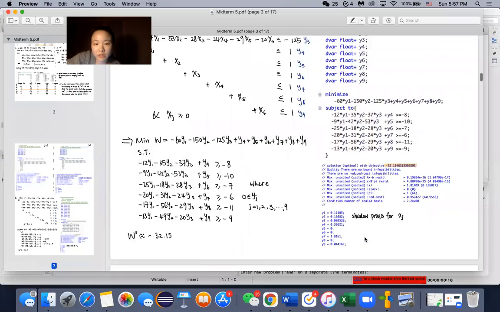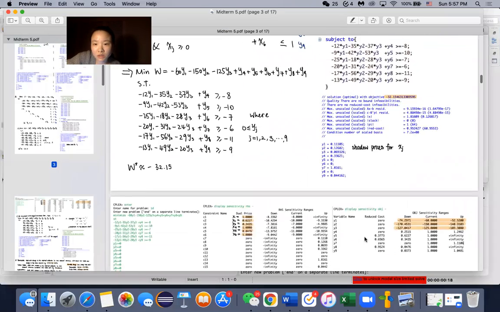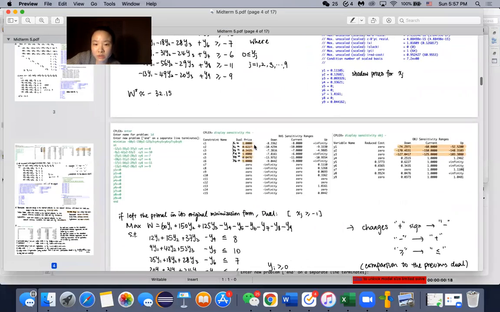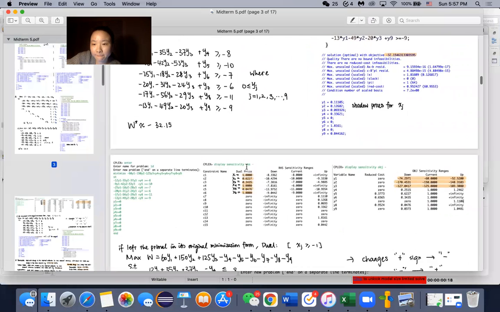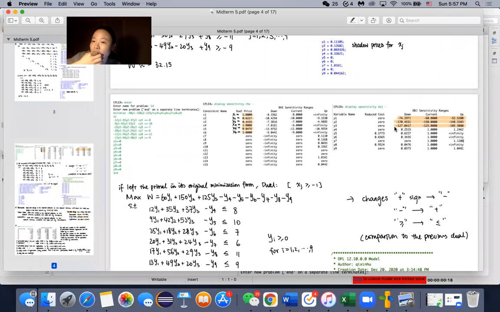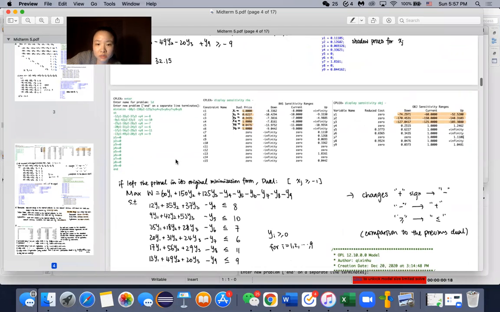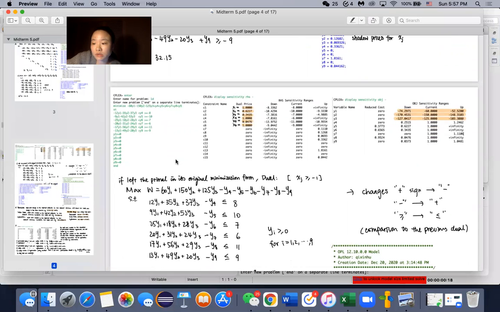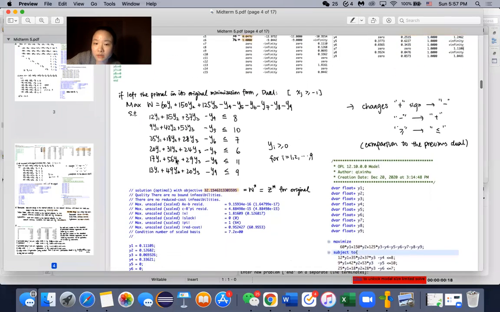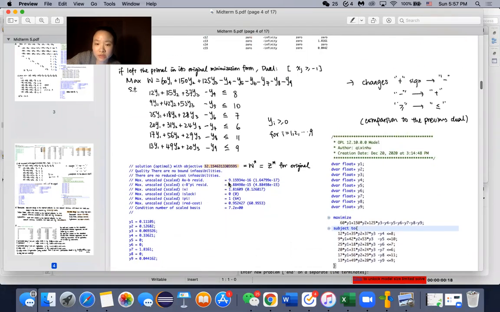And for part E, the solution here is also the same. So the y constraints: y serves as the shadow price for x1, and their optimal solution is the same.